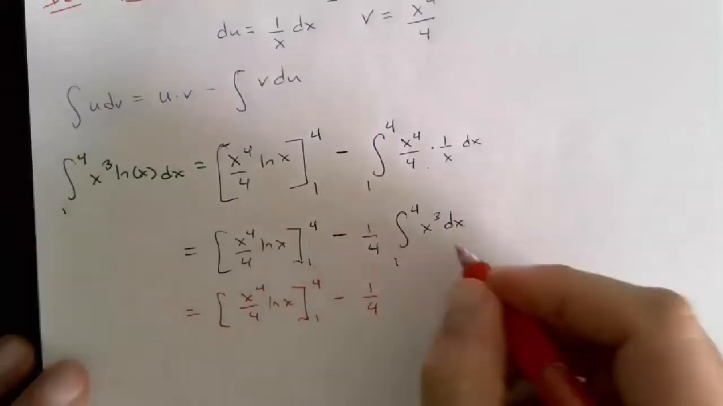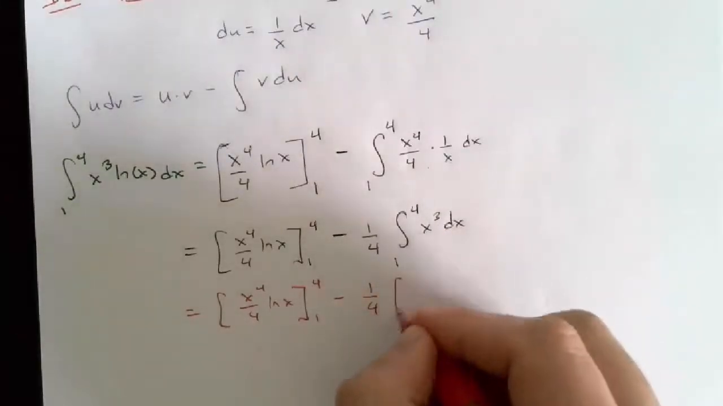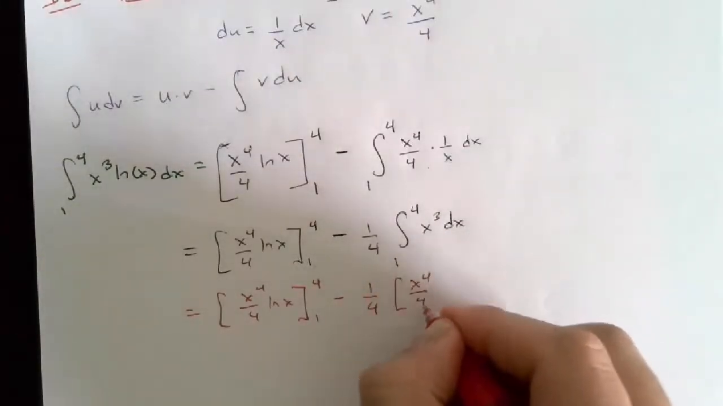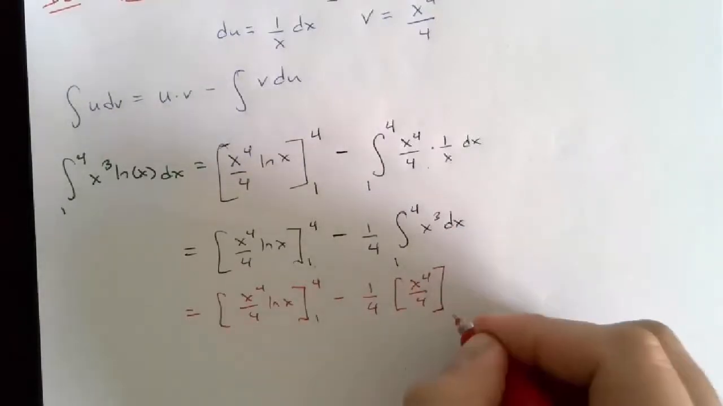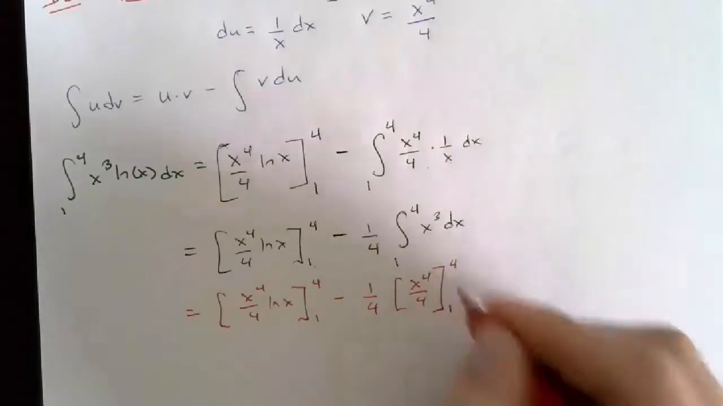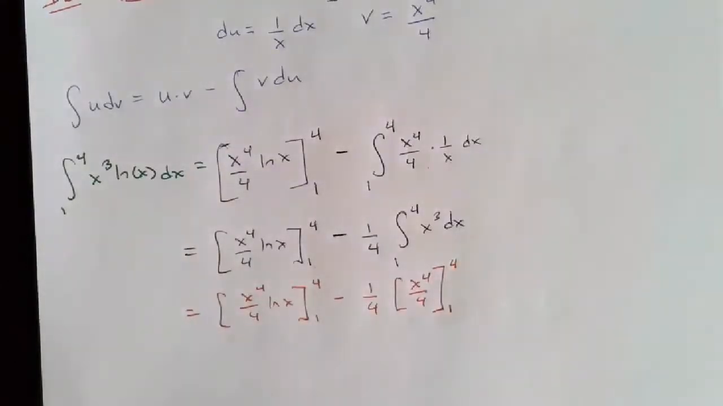Minus 1/4. What's the antiderivative of x to the third? Well, that's x to the fourth over 4. Add 1 to the exponent, divide by that same exponent. And then, again, you're going to put the limits of integration on here from 1 to 4, because now you're taking the antiderivative. Do not put plus C at the end. For a definite integral, remember, we don't put plus C for the unknown constant.